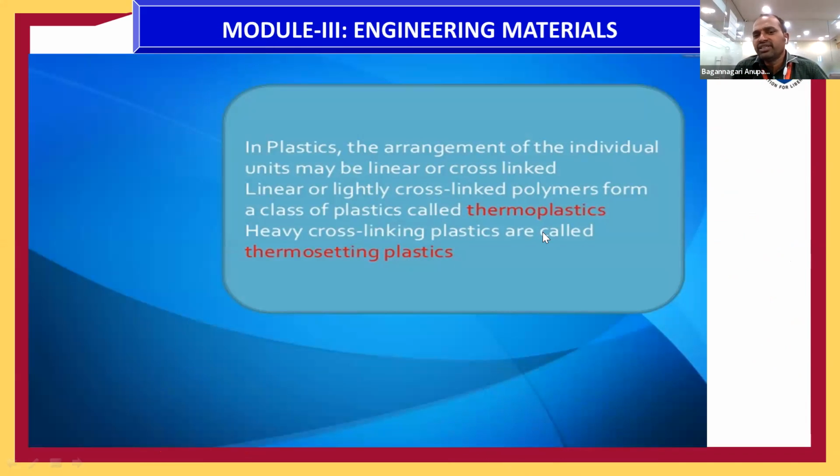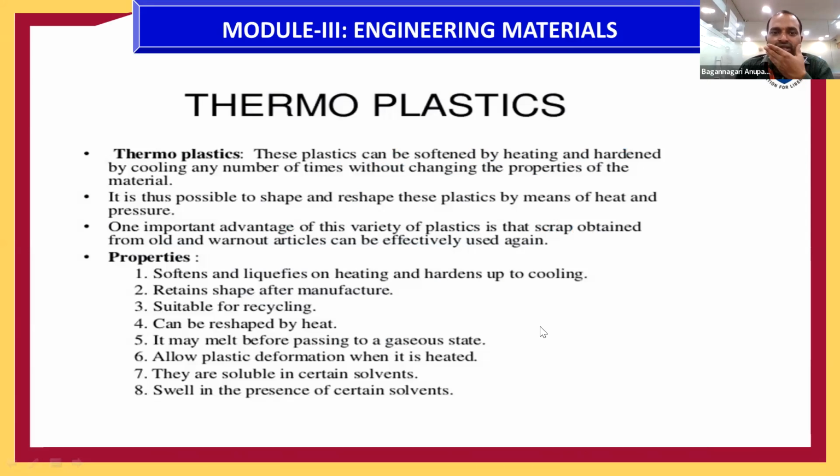In plastics, the arrangement of the individual units may be linear or cross-linked. Linear or lightly cross-linked polymers are called thermoplastics, as we just discussed. Heavily cross-linked plastics are called thermosetting. Thermoplastics can be softened by heating and hardened by cooling any number of times without changing the properties of the material. When heated they soften, and on cooling they harden, without changing their properties.